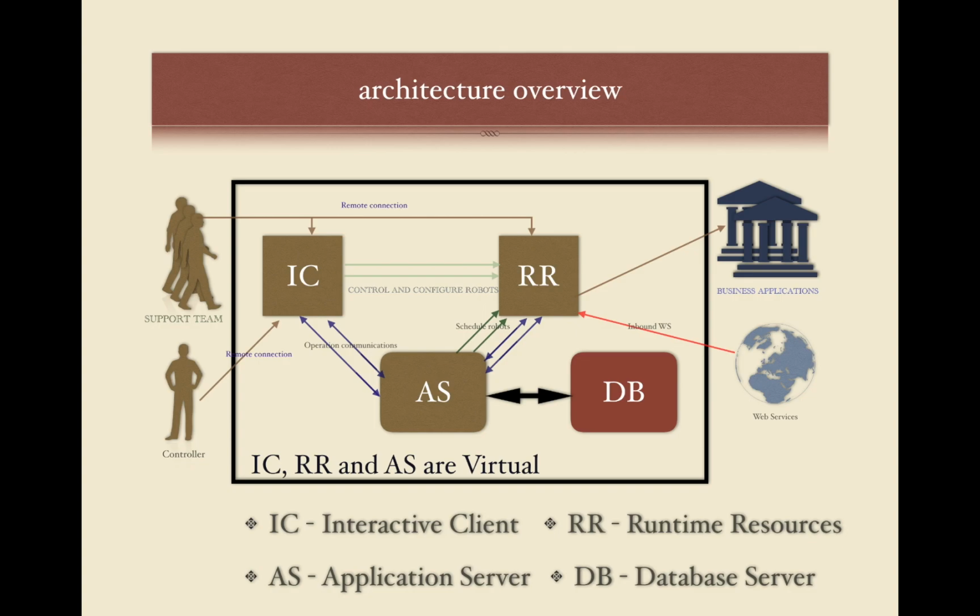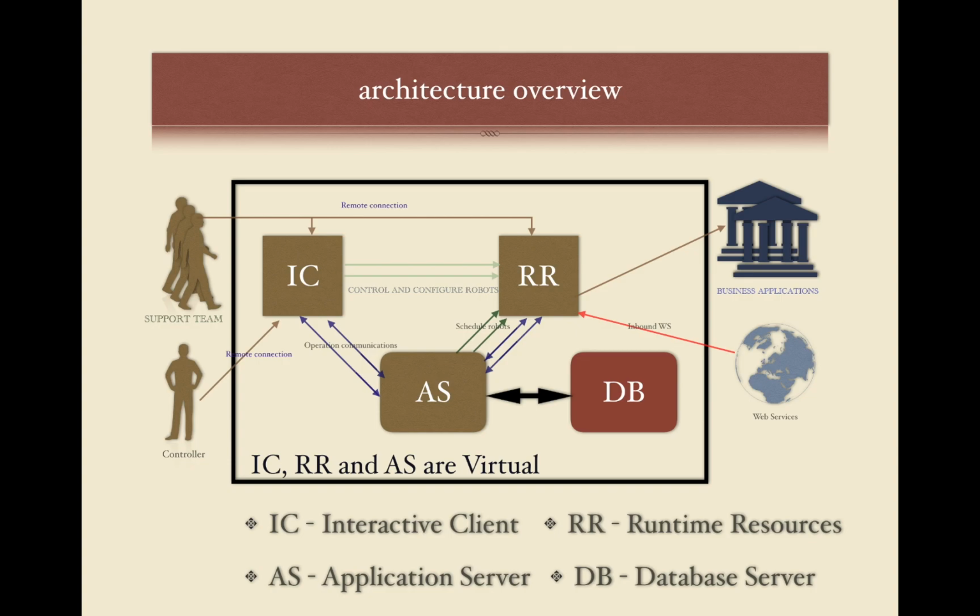Now, communication from the application server to the interactive client and runtime resources. If you see the color coding, I put the operating communication in blue arrows from the application server to IC as well as RR.